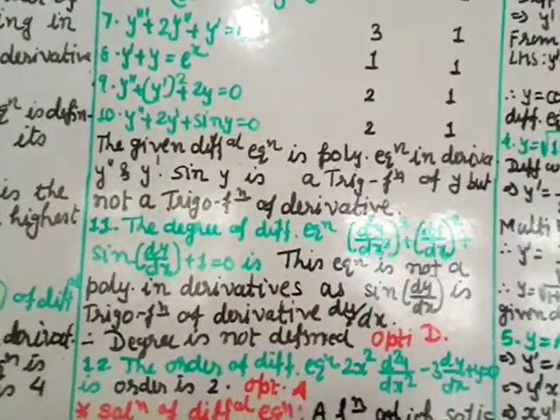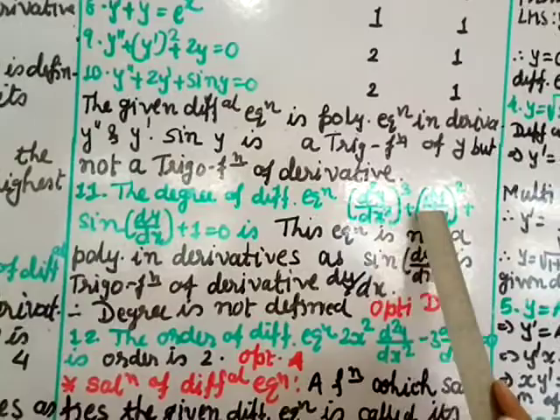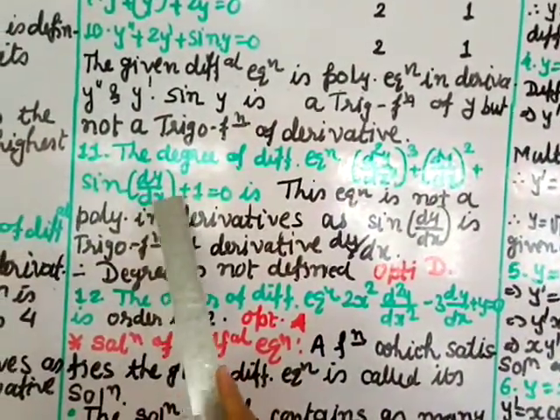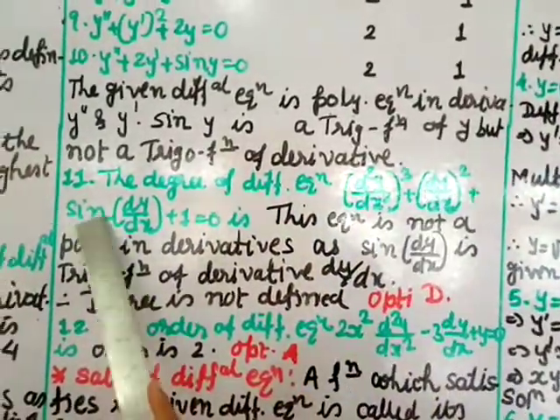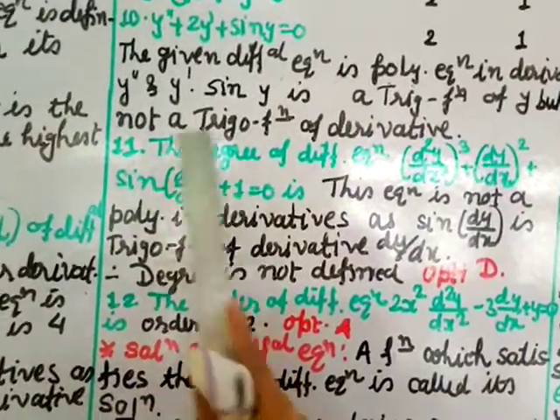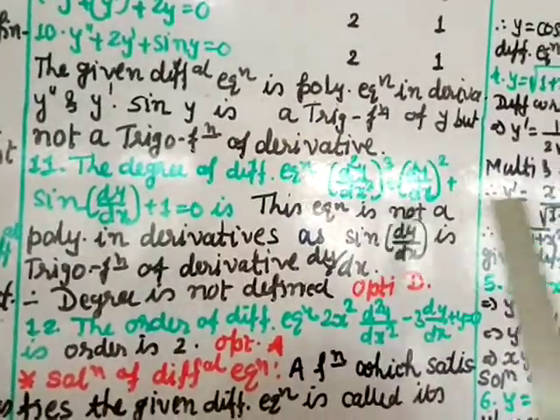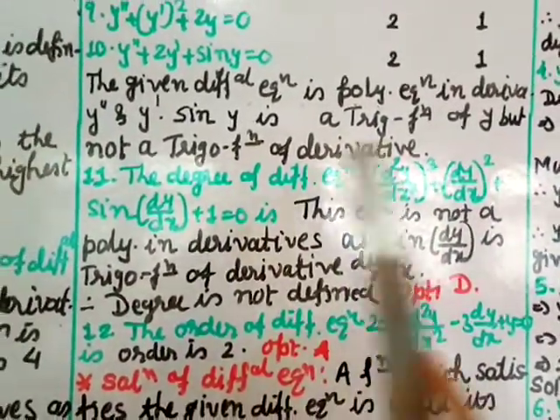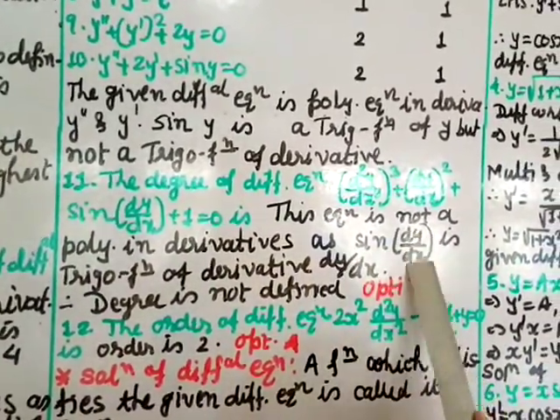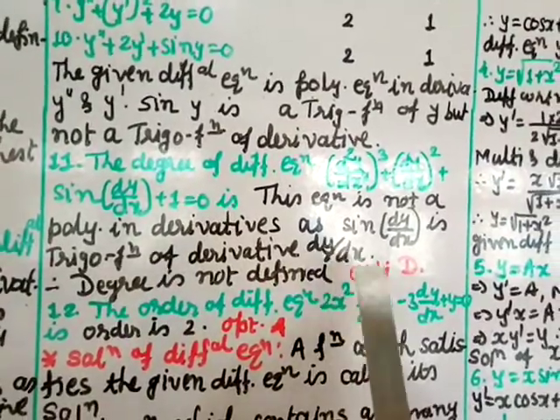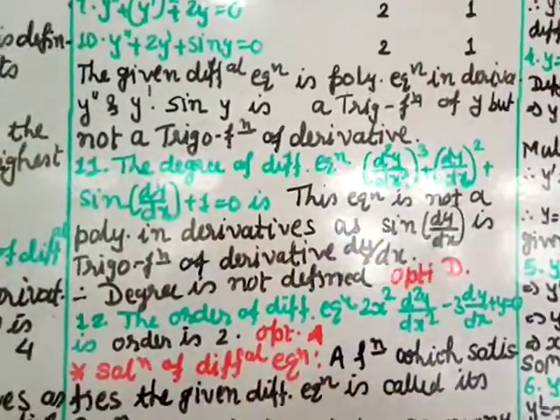Okay, question number 11, the degree of the differential equation d square y by dx square whole cube plus dy by dx whole square plus sin dy by dx plus 1 equal to 0 is, you have to find the degree. Now again we can say that this is not a polynomial function in derivatives. Why? Because of this term which is occurring. Since this term is occurring, this is not a polynomial in derivatives. Therefore it has got no degree. The equation is not a polynomial in derivatives as sin dy by dx is a trigonometric function of the derivative dy by dx. Therefore degree is not defined, that is option D. This 11 and 12 are only options you have to select.